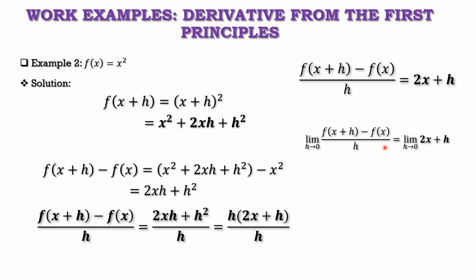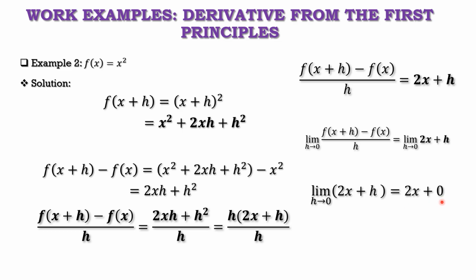Now, we are going to have the limit as h approaches 0 of this particular expression, which will be equal to the limit as h approaches 0 of 2x plus h. That is the result. Then the limit as h approaches 0 of 2x plus h is equal to 2x plus 0.